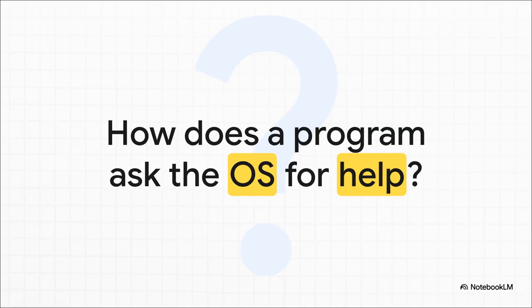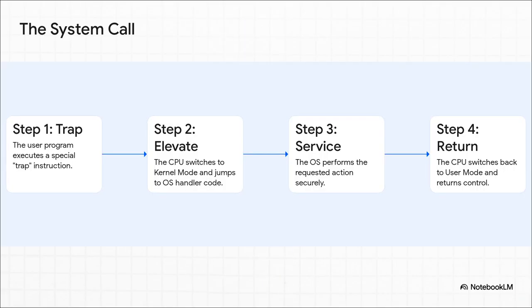Like opening a file, that's a privileged action. They can't do it themselves, so they have to have a way to ask the all-powerful OS for help. And that's where something called a system call comes in. It's like a secure, supervised doorway through that wall. Here's how it works. The app runs a special instruction called a trap. The moment that happens, bam, the CPU instantly switches into kernel mode and jumps to a very specific piece of code inside the OS. The OS looks at the request, does the privileged task for the app safely, and then, once it's done, it switches the CPU back to user mode and hands control right back.